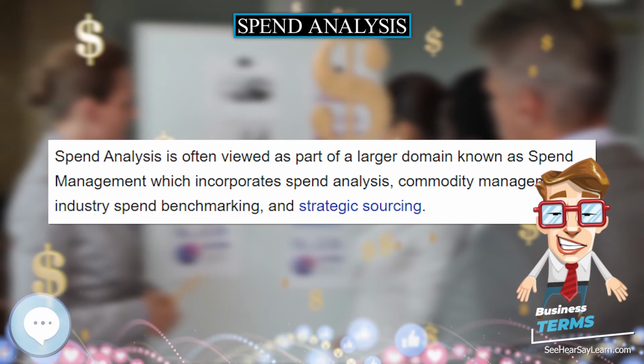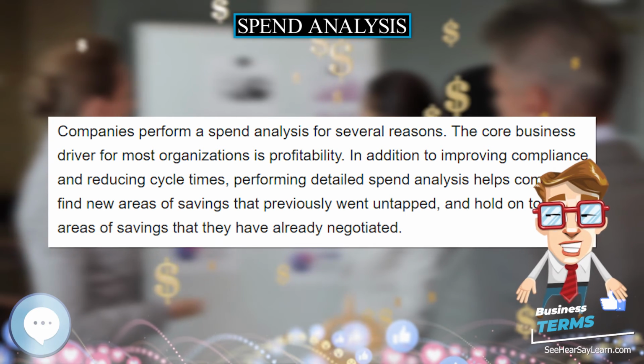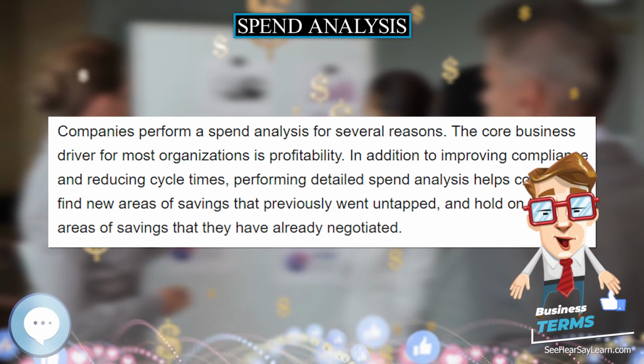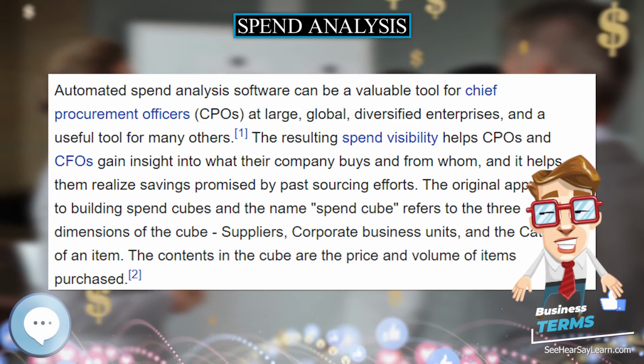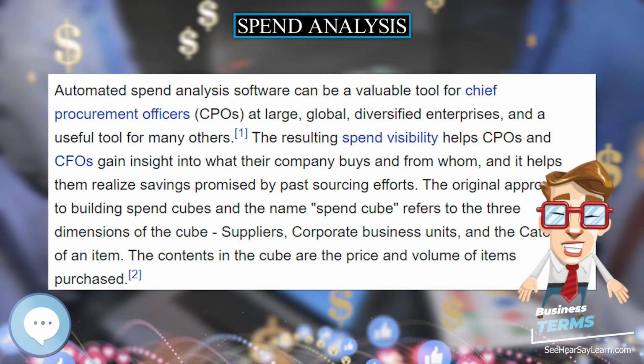The original approach to building spend cubes, and the name spend cube refers to the three dimensions of the cube: suppliers, corporate business units, and the category of an item. The contents in the cube are the price and volume of items purchased.